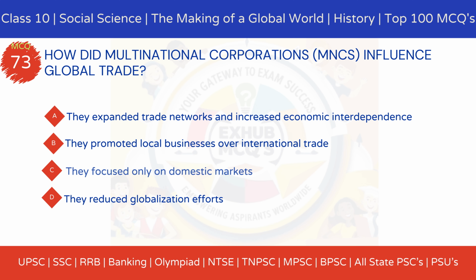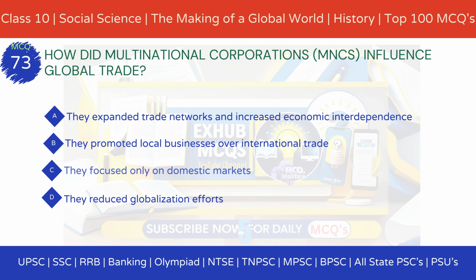MCQ 73. How did multinational corporations, MNCs, influence global trade? Option A. They expanded trade networks and increased economic interdependence. Option B. They promoted local businesses over international trade. Option C. They focused only on domestic markets. Option D. They reduced globalization efforts.